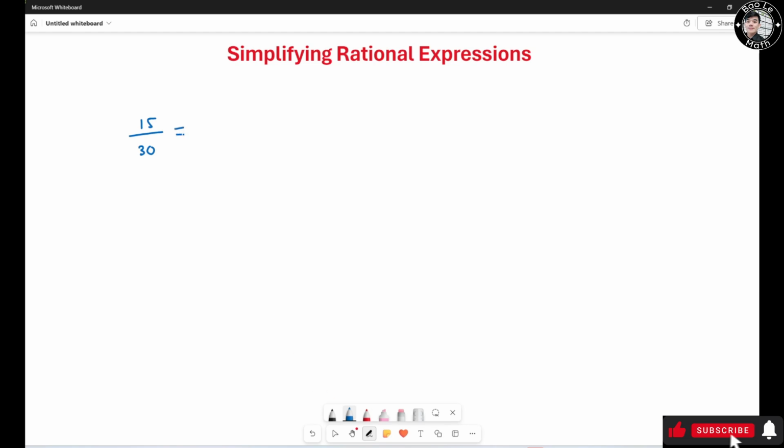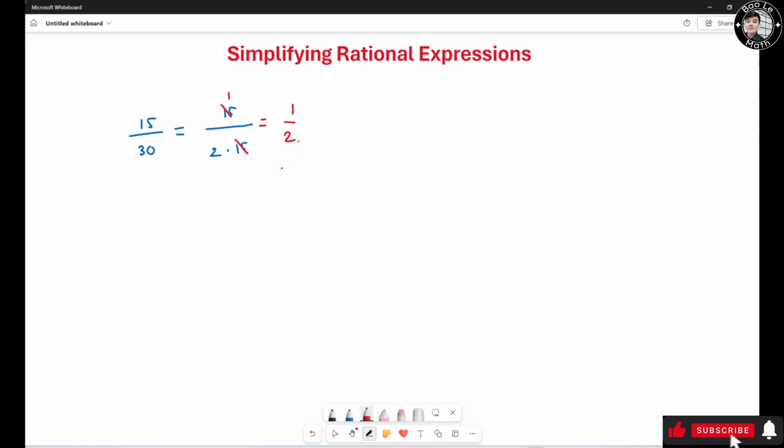Now this one can be written as 15 over 2 times 15. Now I just factor the denominator, right? So I realize that the numerator and the denominator have the same common factor, which is 15 right here. So I need to cancel out this one, right? So I have 1 on the top. So the answer must be 1 over 2.